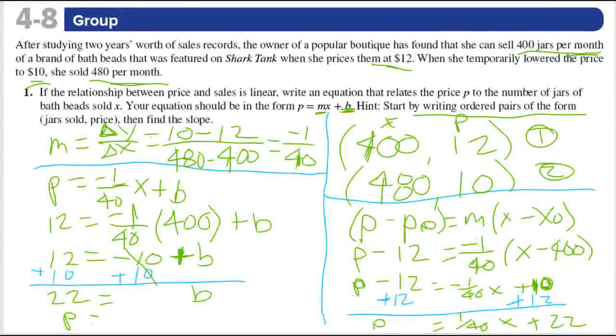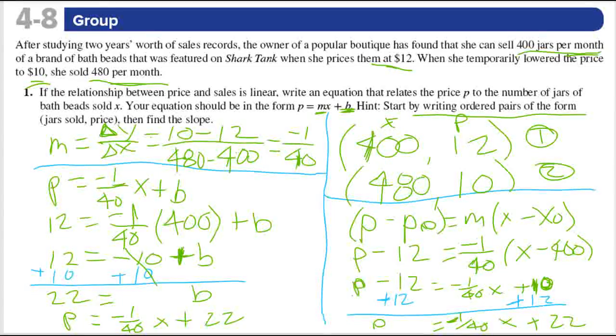I can say p equals negative 1 over 40 x plus, now I can plug in 22 for my b, and you see I get the same thing no matter which method I choose. And actually, if you do negative 1 over 40, I think you get negative 0.025. That would be fine. If you're doing it with a calculator and you put it in that form, that's fine. Using a decimal is fine.